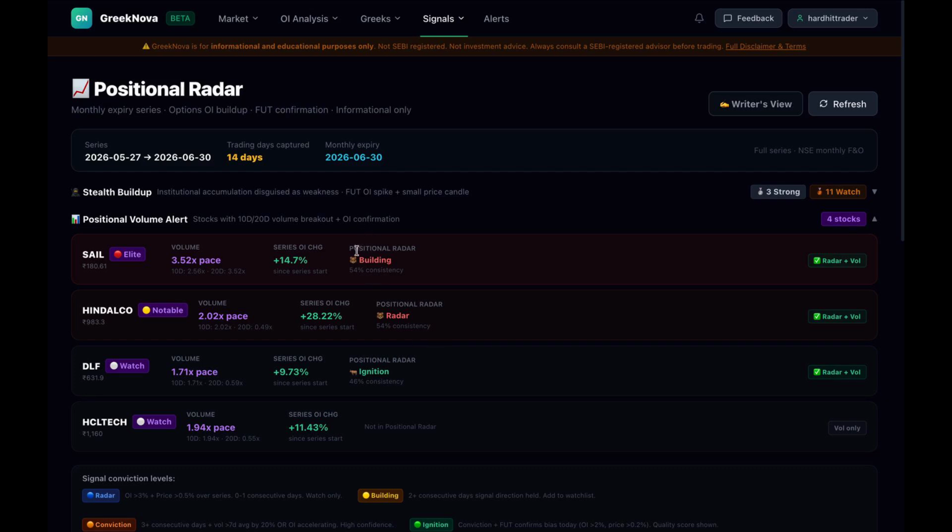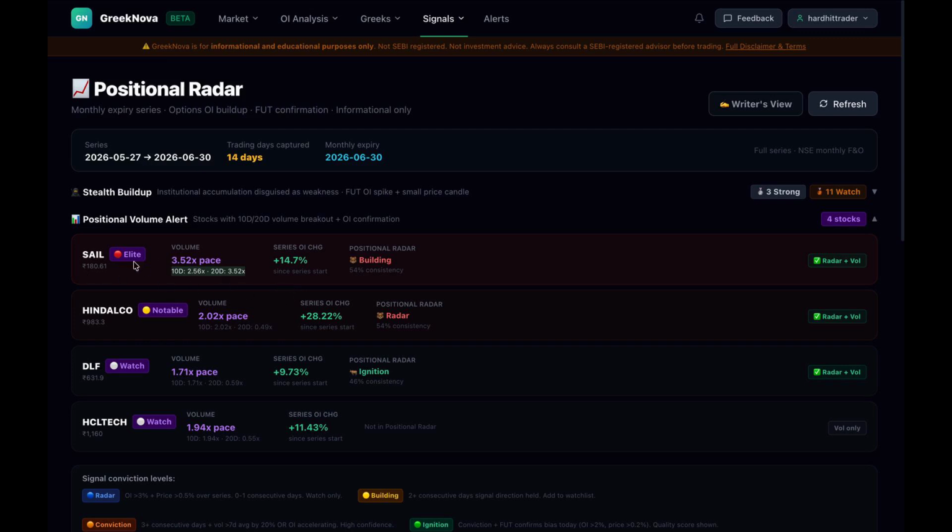Now, if you see this particular stock, SAIL, if you remember in my morning video, it had the highest open interest. So right now that is confirmed because we have a good open interest and good volume also. Under positional radar, it is in the building stage, but now it has additional confirmation of volume also being higher. Consistency currently is 54%, which means it may develop in a day or so, but the clarity of this being short or long is now clear with the volume. It will also show you at the bottom that the 10-day volume is 2.5x of the normal volume and the 20-day volume is 3.5x, which is something you should not ignore.